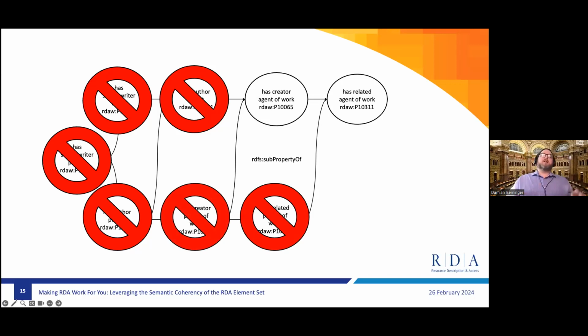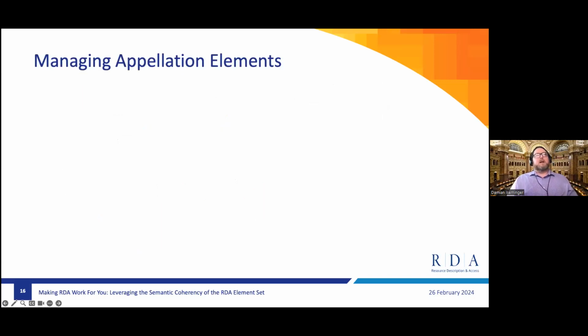But because everything is in a semantic matrix with one another, these decisions don't mean that things break. It just means that things can still talk to one another, maybe in a more limited way. But still, this is a way of managing things. And then let's talk about managing the appellation elements.